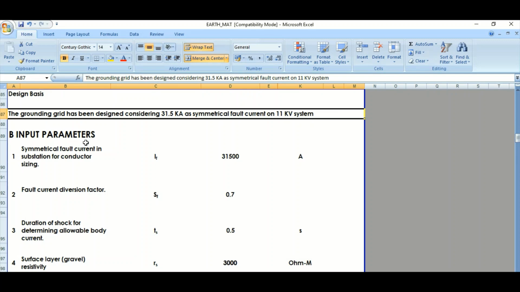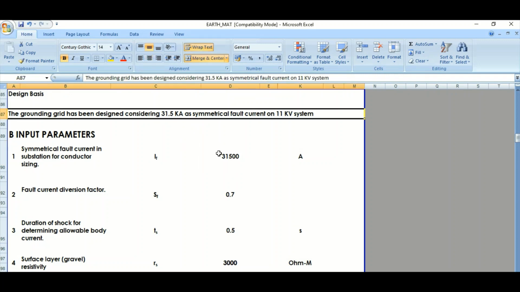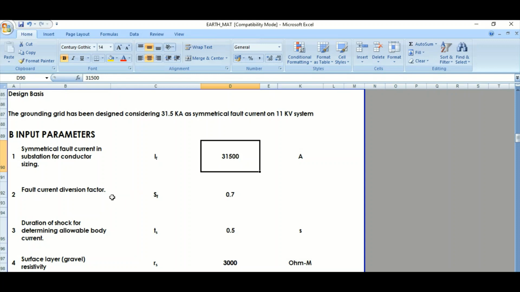So here, let us assume that the fault current is considered as 31.5 kiloamps for the 11 kV system. In this design, we have considered an 11 kV system where the rated short circuit fault current is 31.5 kiloamps. Okay, so these are the input parameters. Symmetrical short circuit current, which is 31.5 kiloamps. Fault current, this is the fault current diversity factor.